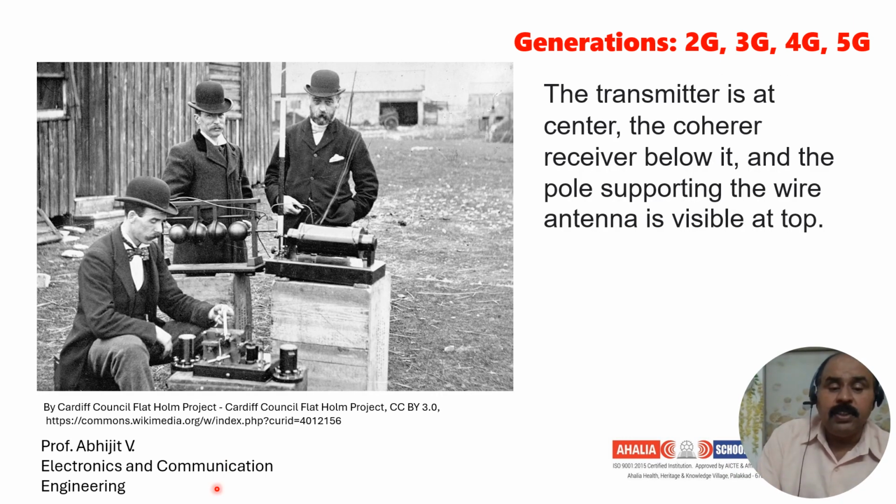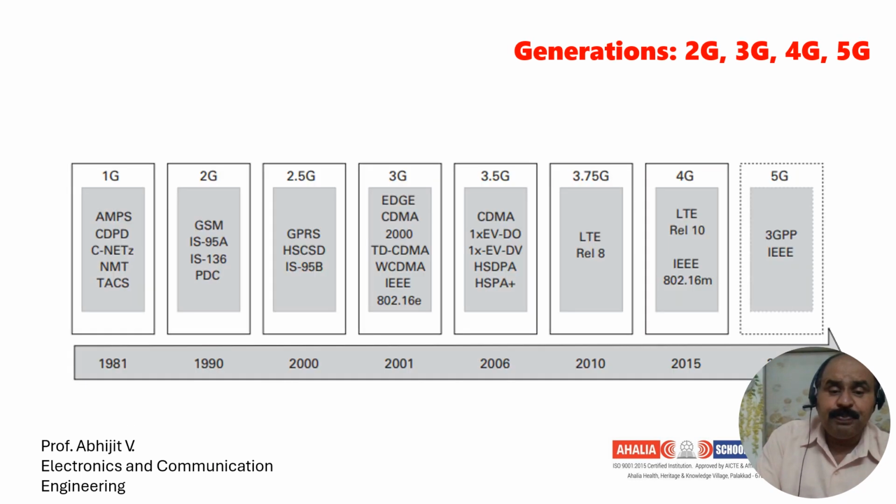This was the first initial apparatus that was used by Marconi to demonstrate his wireless transmission system. There is a transmitter at the center and a receiver with a pole that is supporting the wire. This is the antenna. This is a picture taken from Wikipedia, which shows the first steps of development of wireless communication systems.